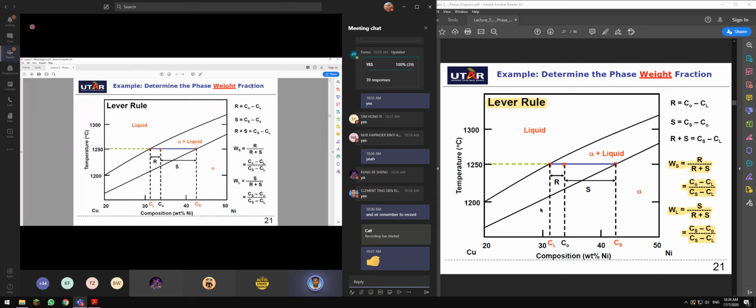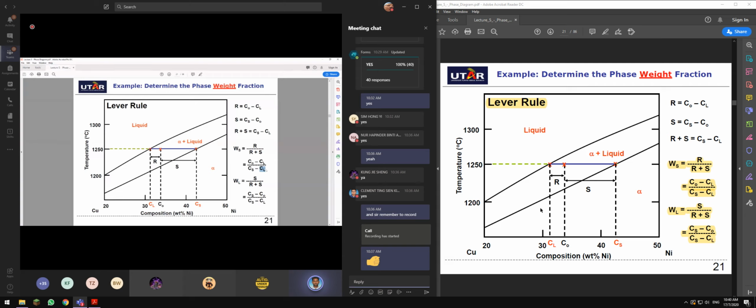Last week I remember there's one student asked me what is R, what is S. You can name whatever name you want to name it, okay? But the concept, you need to know the concept. So if you want to find the weight fraction of solid, you need to take the value of R, which is CO minus CL, divided by the whole composition, which is CS minus CL.